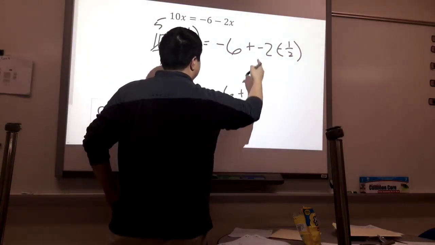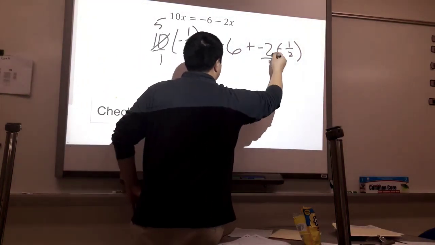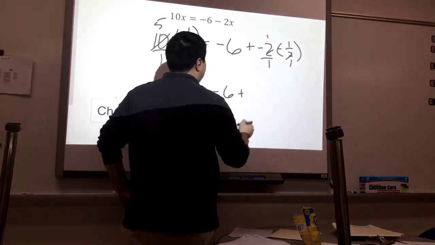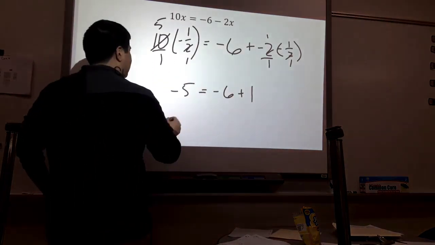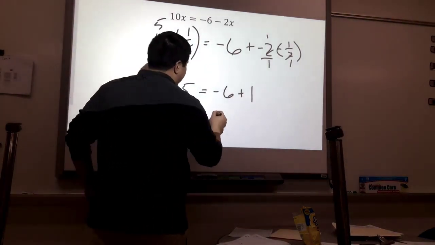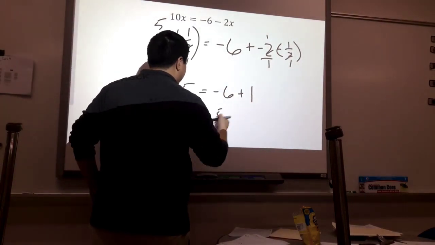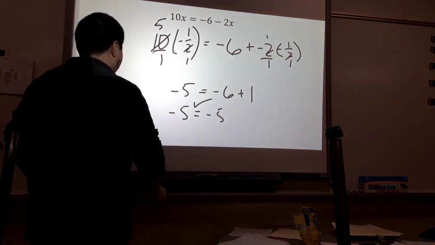Negative 6 plus negative 2 times negative 1/2, again, cross cancel. We get a positive 1. And negative 5 equals negative 5, because negative 6 plus 1 is in fact negative 5. So we did that one correctly.